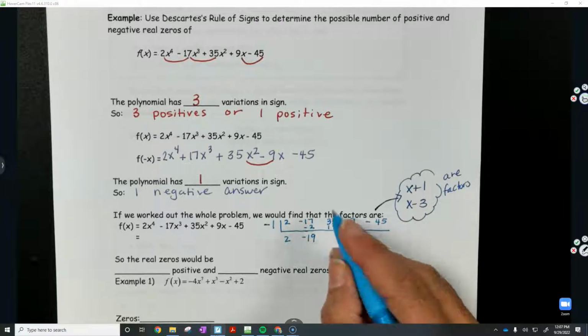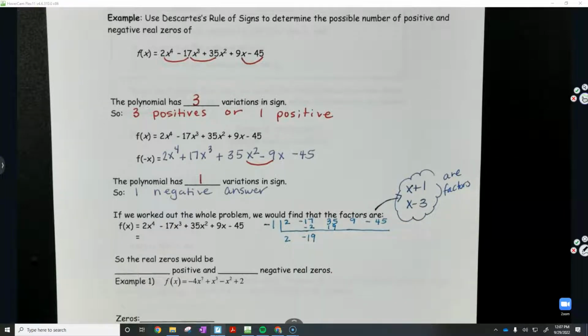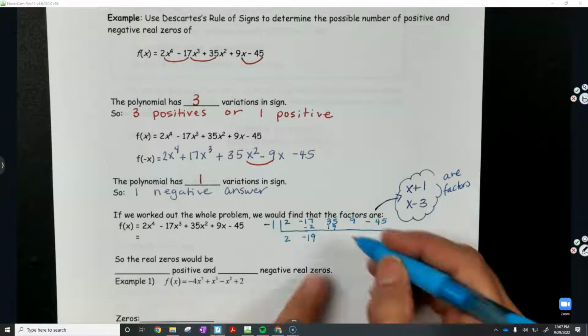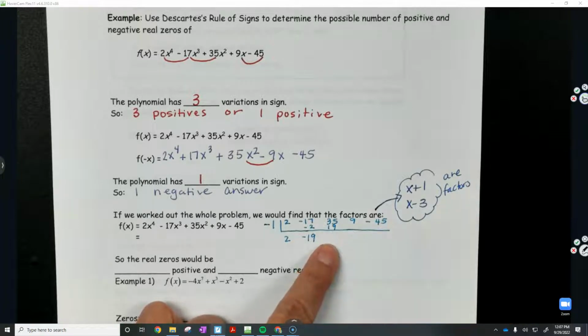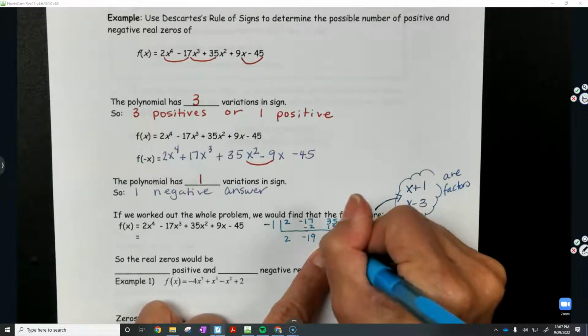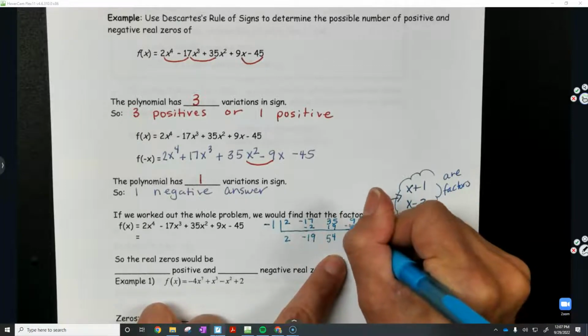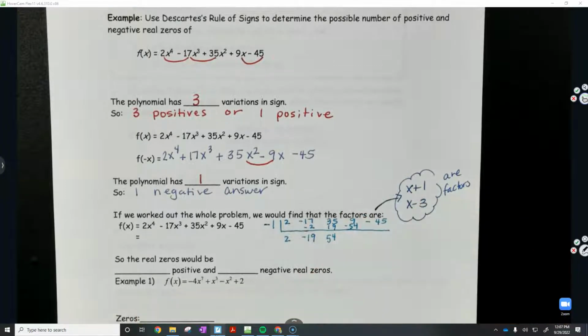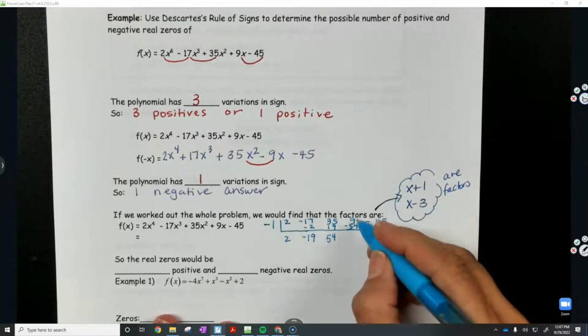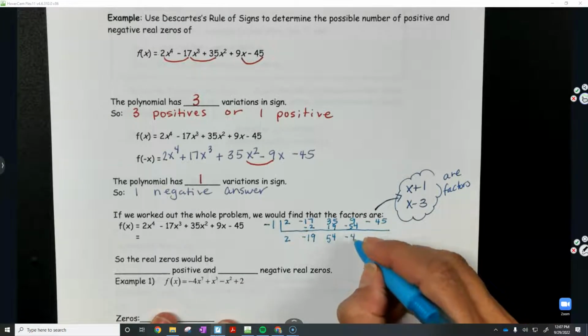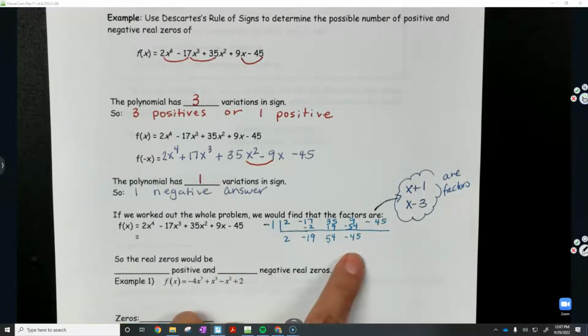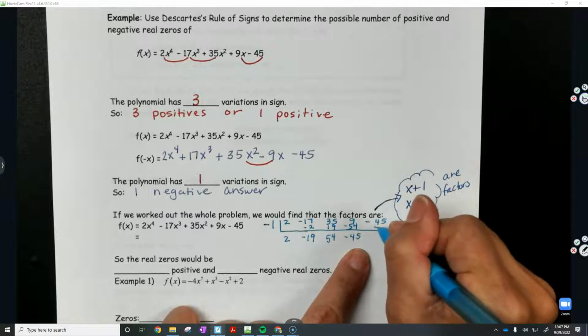And if you guys just want to copy this for the sake of time, I'm totally cool with that. I've been doing this all day. I have it memorized. 35 plus 19 is 54. That's going to be a -54 when we multiply it by that -1. 9 minus 54 is -45, and -1 times -45 is a positive 45.